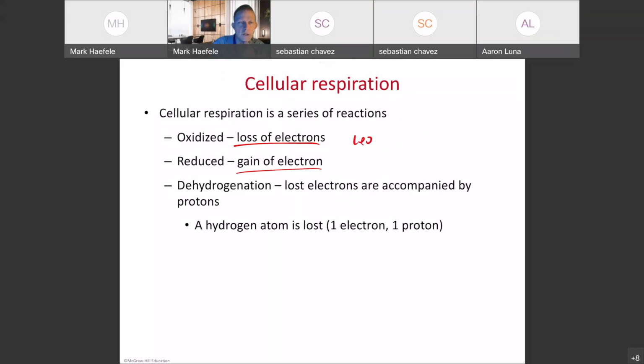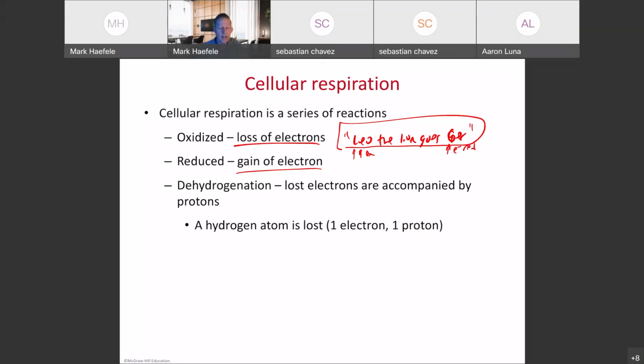You remember the mantra that I used before: Leo the lion goes grr. So a loss of electrons equals oxidation. Gain of electrons, grr, equals reduction. So Leo the lion goes grr. And so ultimately, when you have a dehydrogenation, you have basically a loss of electrons, typically accompanied by protons.